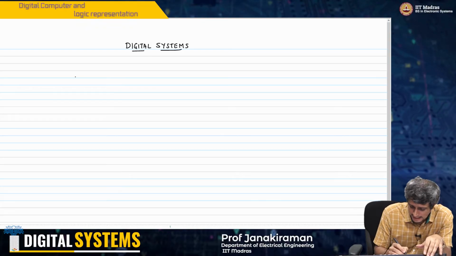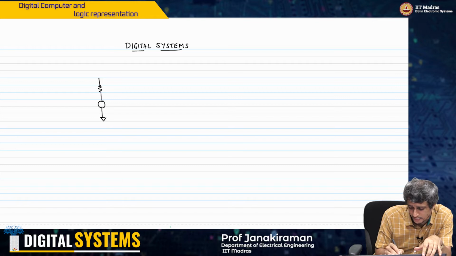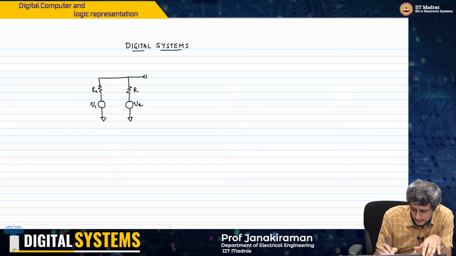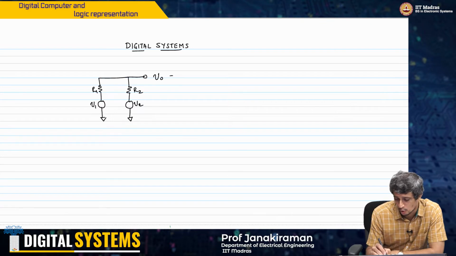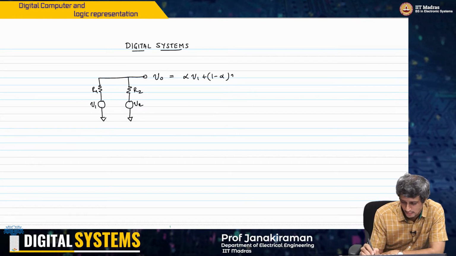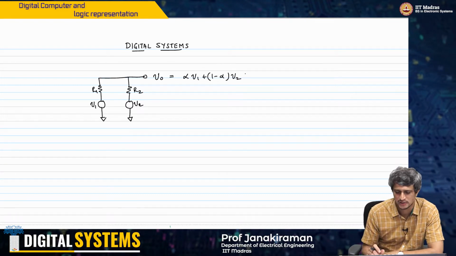So for that we will look at the basic computation that we had looked at in the electronic system thinking course. So this is our V1, V2, R1 and R2. We had studied in this course that V out is some alpha times V1 plus 1 minus alpha times V2, where alpha is some function of the resistors and so on.